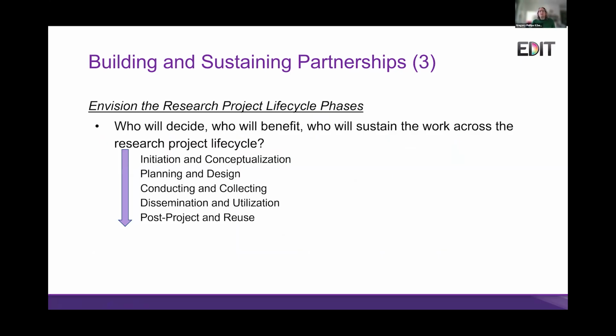We can think about the research project lifecycle in a number of phases, and at each phase, we want to think about different questions. Who has deciding power? Who is going to benefit? Who is going to be responsible for sustaining the work across each of these steps? The primary steps are initiation and conceptualization: who comes up with the idea, and who writes out what we're planning to do? Planning and design: who's responsible for drafting the recruitment plan and designing the intervention?